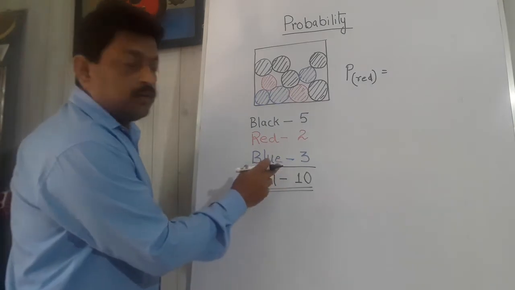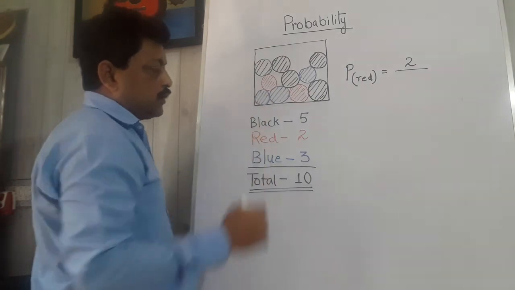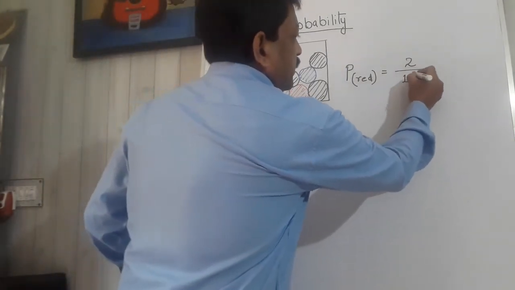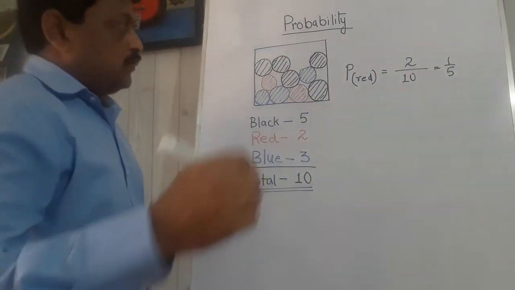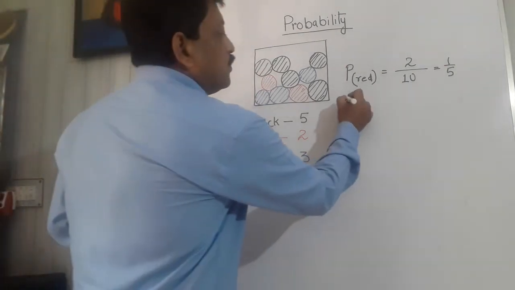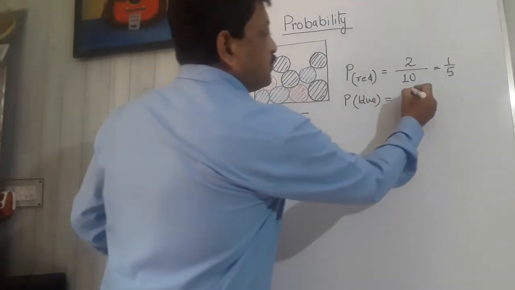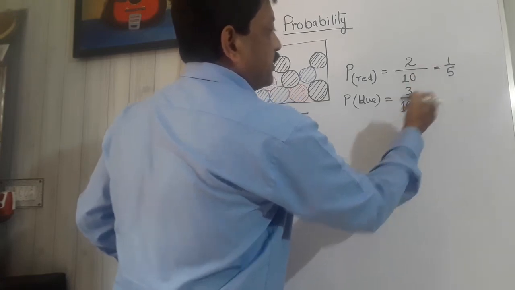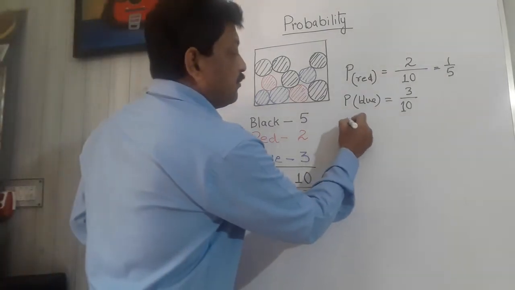How many red balls are there? 2. So favorable outcome is 2. And total, the possible outcomes 10. So 2 upon 10, that is the answer is 1 upon 5. Understood? Now the second question, what is the probability of getting blue balls? So there are 3 blue balls, favorable outcome is 3 and total outcome is 10. So the answer is 3 upon 10. This is the answer.